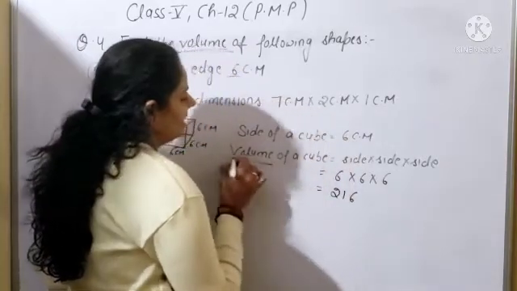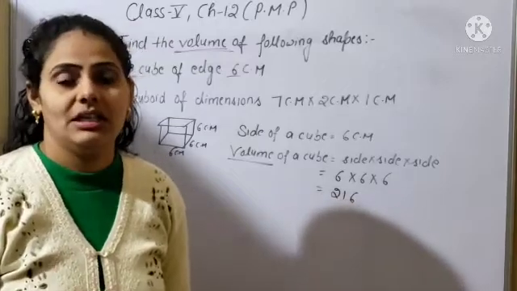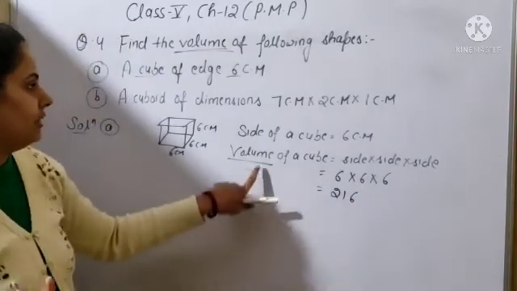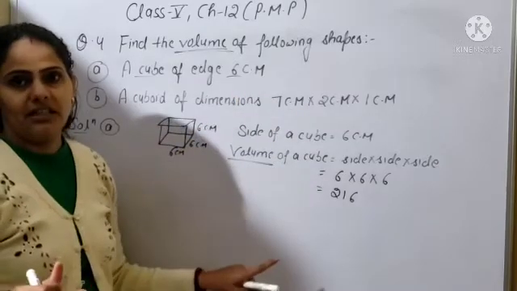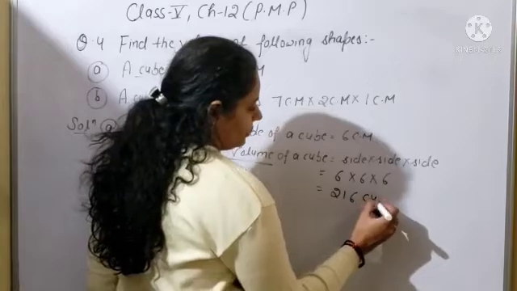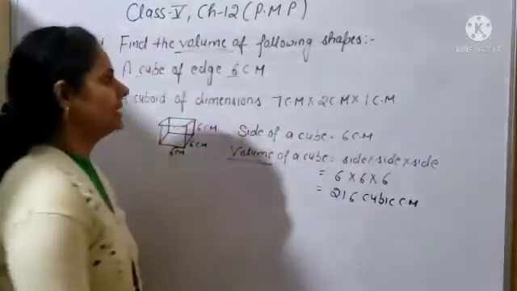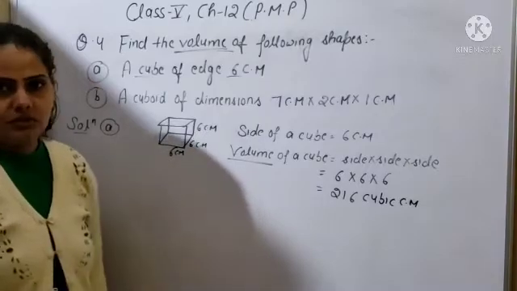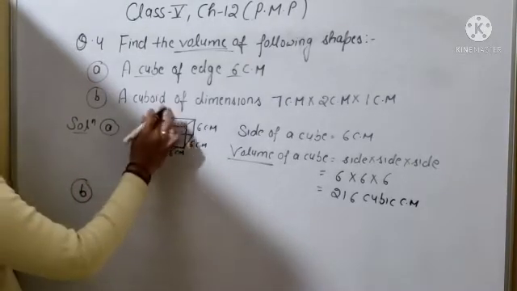And what will be the unit of the volume? Unit of volume will be cubic. If it is given in meter, you will write cubic meter, and if it is given in centimeter, you will write cubic centimeter. So it will be 216 cubic centimeter. This one will be the volume of the cube. Clear? Now in the second part, it is given a cuboid.